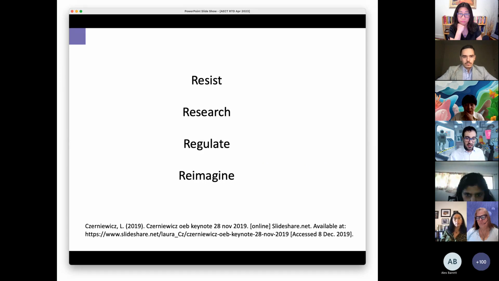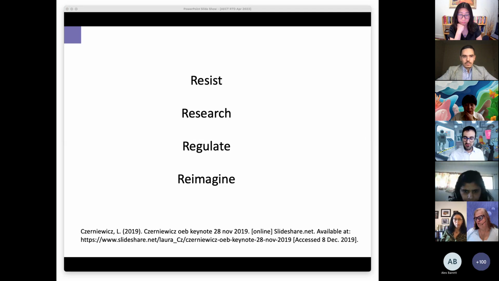Laura Czerniewicz at the University of Cape Town suggests, for example, a number of approaches that we can take to the adoption of technology in education more broadly. She suggests resisting it when there are technologies that might be harmful, researching it, which we've talked about quite a lot, regulating it, figuring out its limits and how, for example, corporations need to behave in particular ways, and reimagining it, thinking about it in different ways and what it can do to contribute meaningfully to human life rather than, say, the bottom line of corporations.